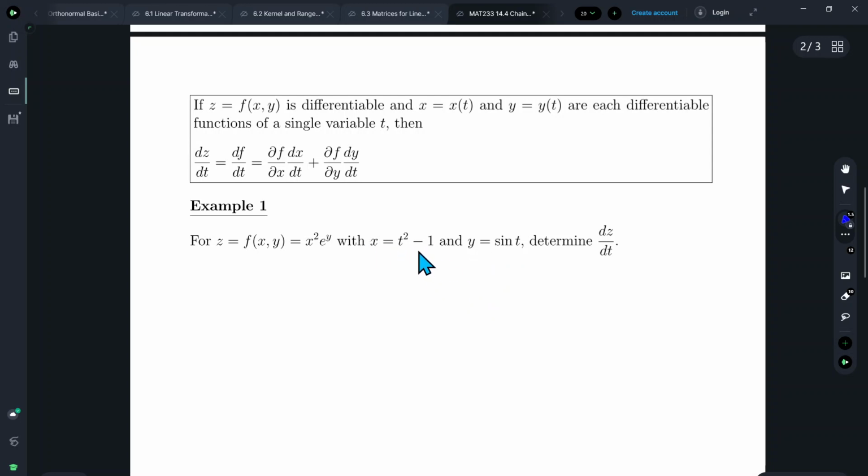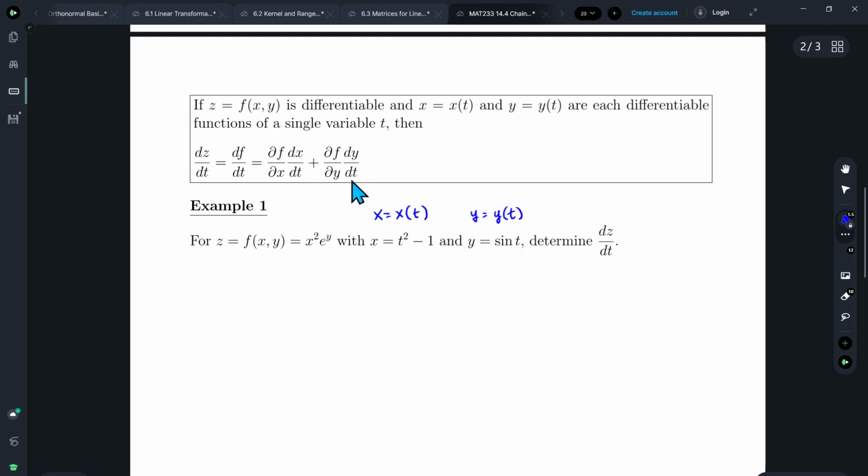Again, it's not specifically written out here, but we can think of x as just having a single variable t and y as having just a single variable t. So the setup for this example is exactly this setup here: f of x, y, and then x of t, and then y of t. And so the chain rule for this specific setup is exactly this expression here.